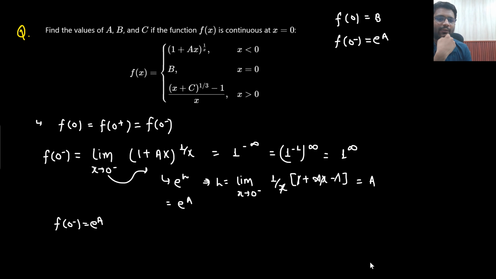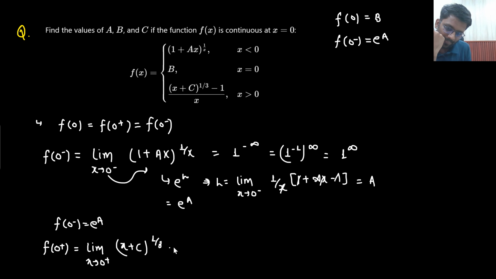Okay, but that is not enough to find out the values. Let's do something about f of 0 plus. What is the meaning of f of 0 plus, sir? Limit x tending to 0 plus. Which function will I care about? This function: (x plus c) to the power 1 by 3 minus 1, divided by x. Now if I put x equals 0 directly here, sir, what will I be getting?